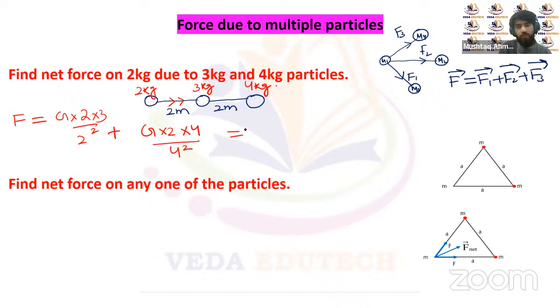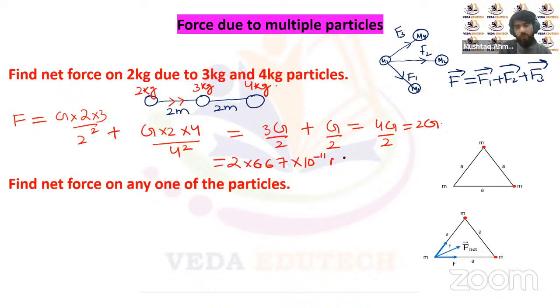So it will be equal to 3G upon 2, plus 2G upon 16, or we can say it will be equal to G upon 2, or that will be equal to 4G upon 2, that's equal to 2G. And the value of G is 6.67 into 10 to the power minus 11 Newton. So this much force will be here between the 2 kg mass and the 4 kg mass.